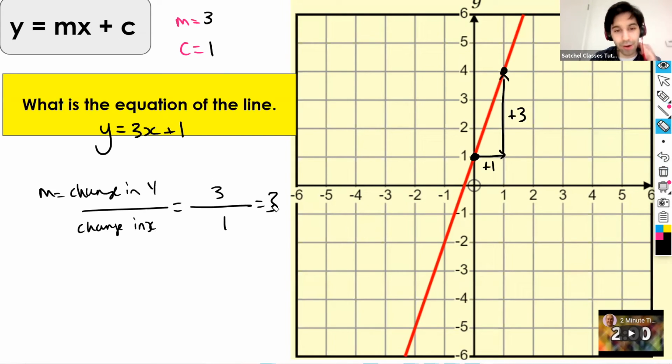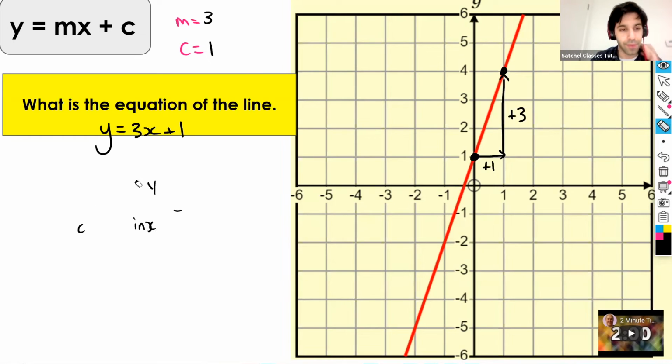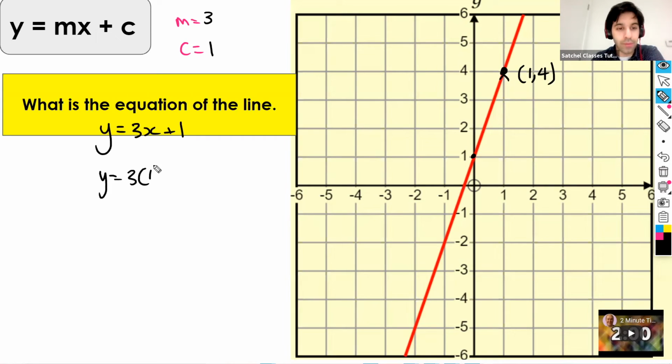Now let's test this out by doing some substitution. So I'm going to pick this coordinate here. So when x is 1, y should be 4. So y equals 3 times 1 plus 1, which is equal to 4. So it works when we substitute 1 into this equation, we get a y value of 4. So this equation of the line is correct. So the equation of the line is y equals 3x plus 1.